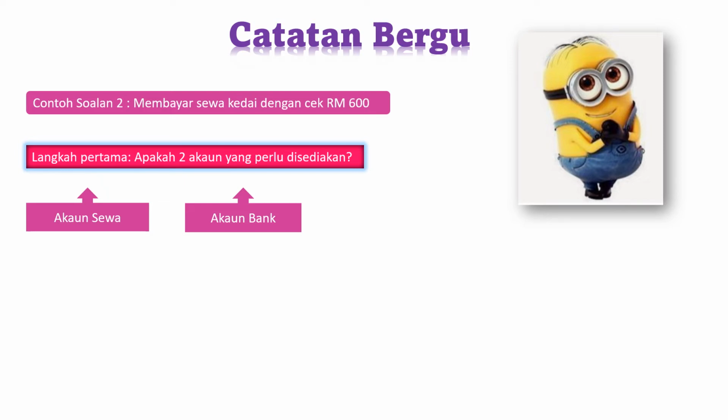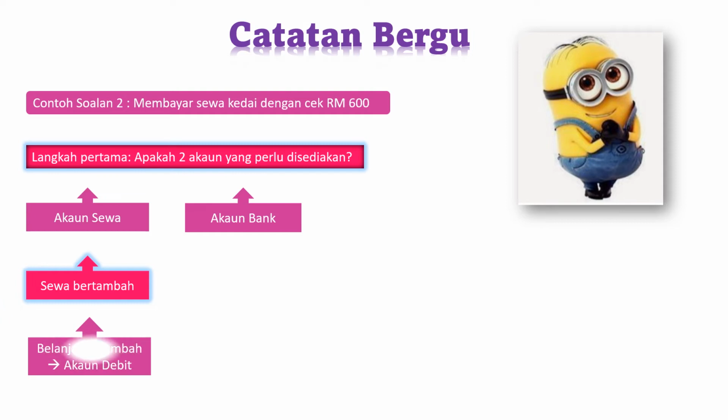Now, sewa dibayar adalah sejenis belanja. And bila sewa dibayar, akaun belanja ini bertambah, betul tak? And referring back to Balai, bila belanja bertambah, where do we put it? We put it in account debit.